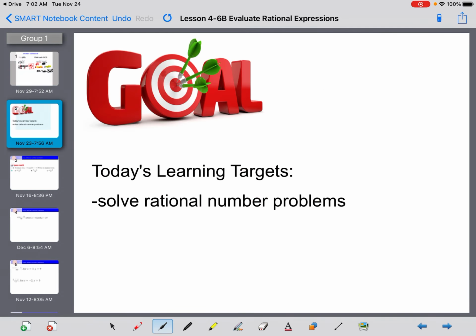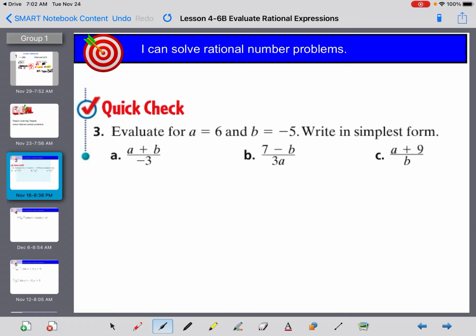Okay, so today's learning target, we are going to solve rational number problems using substitution. Remember that when you're substituting a negative number, you always need to put parentheses around that negative number. Evaluate the following expressions for a equals 6 and b equals -5, and then write the answer in simplest form. Now I see that a equals 6, so anywhere there's an a, I'm going to put a 6. And anywhere that there's a b, I'm going to insert -5, and my -5 will always be in parentheses.